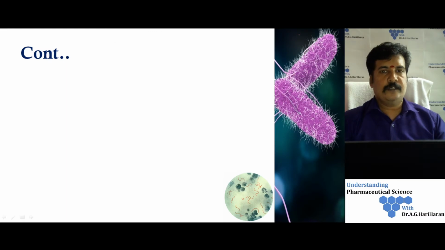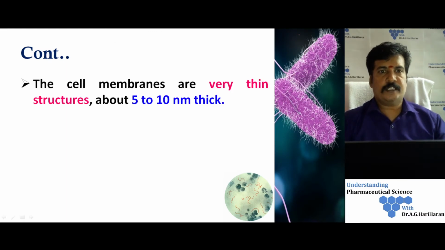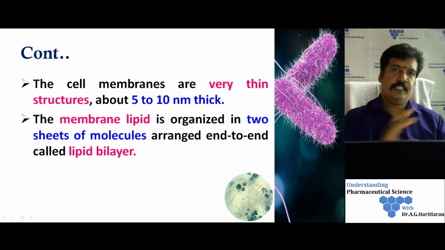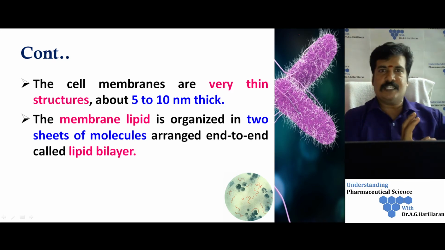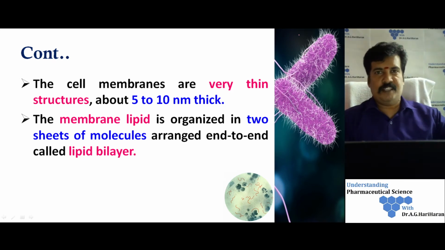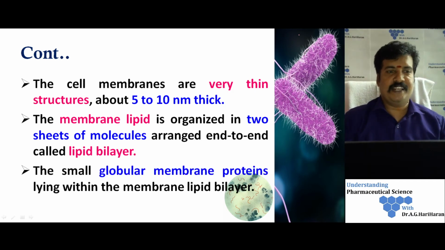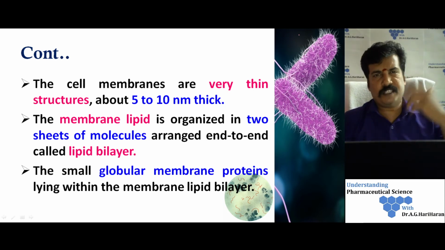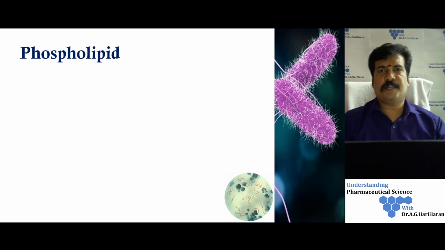I have already told you the structure: the thickness of the plasma membrane is around 5 to 10 nanometers. It is basically made up of a lipid bilayer, so it's two sheets of molecules. One is a hydrophilic region, another is a hydrophobic region. This becomes a single sheet, and another sheet will be there, thereby forming a lipid bilayer. In between we can see different types of membrane proteins. Certain globular proteins will be there, and certain linear proteins will also be present.